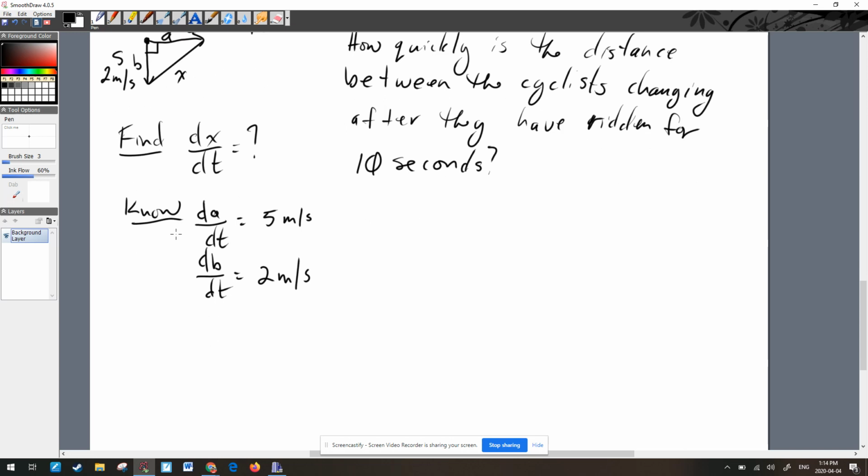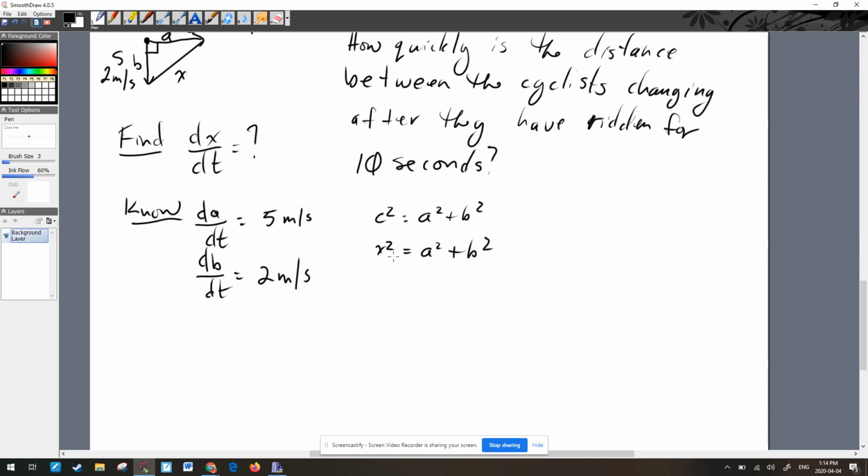So I want to find out what dx by dt is. We're going to have to find something that relates these things. Clearly we know the Pythagorean theorem: c squared equals a squared plus b squared. But none of these things are static, so there's nothing I can substitute in right off the bat. So I'm going to put in the actual variables: x squared is equal to a squared plus b squared.